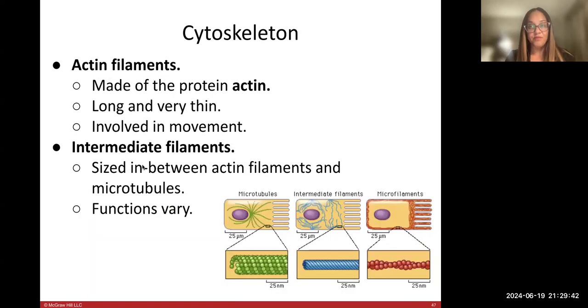Actin filaments, made of the protein actin, are long and very thin, and they involve movement. And then intermediate filaments are sized in between the two, they're intermediately sized, and their functions vary.